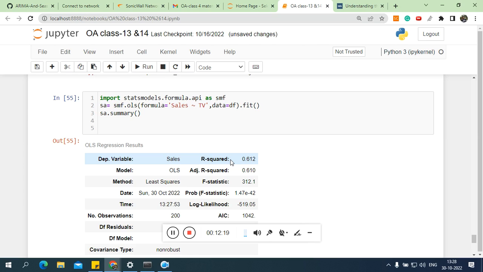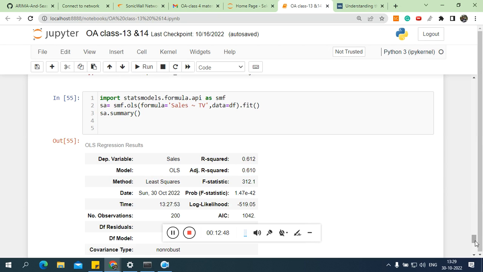What is the residual sum square? The difference between the prediction and actual value. We already discussed that in our previous session. R square value as per the stats is 0.612, and the adjusted R square is 0.610. These are the two things to measure the accuracy of the model, or the relationship between sales and TV.